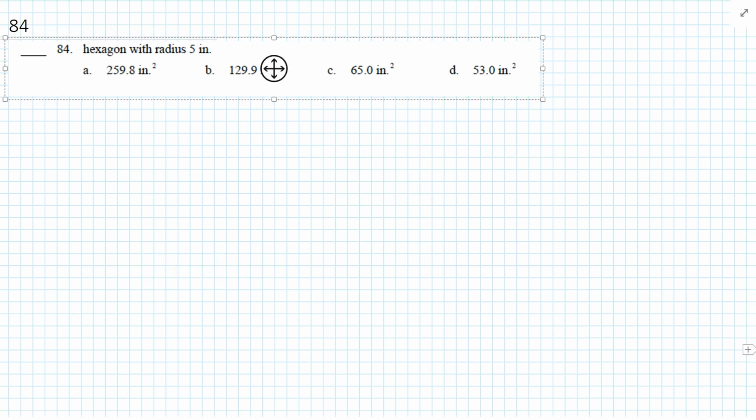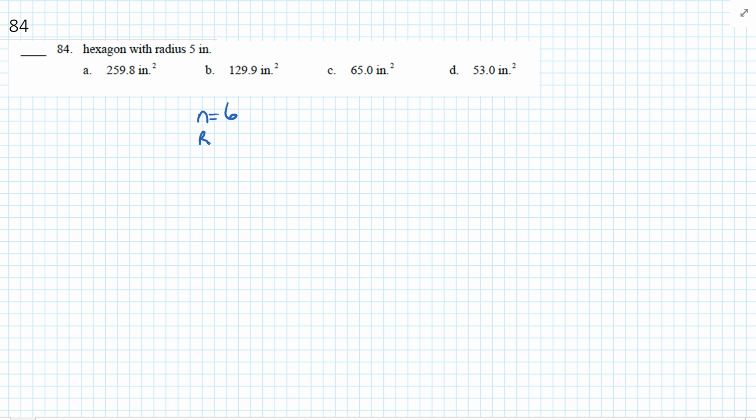84. A hexagon with a radius of 5. Okay, so the number of sides is 6. All the side lengths of a hexagon are the same as the radius, so that's 5. So our side length's 5. So we still need to find the apothem.